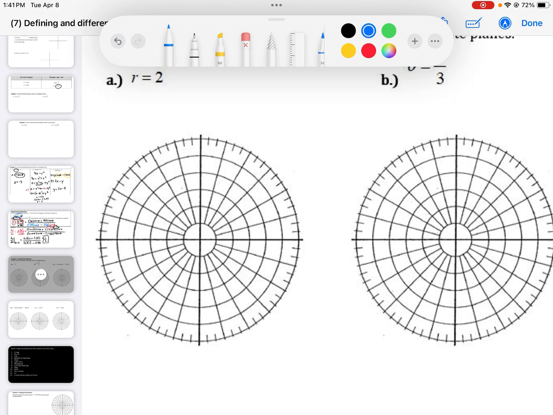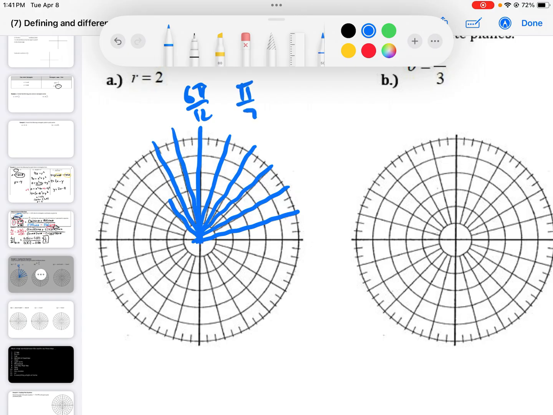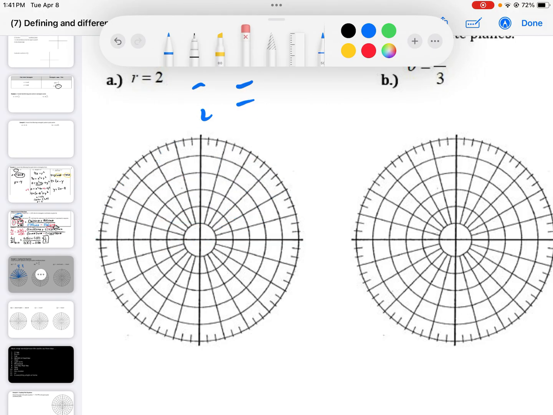And then these are my thetas, and each little line is 1/12 of pi. So this would be 1 pi over 12, 2 pi over 12, 3 pi over 12, 4 pi over 12, 5 pi over 12, 6 pi over 12, which we're used to that being pi over 2. And then 7 pi over 12, 8 pi over 12, 9 pi over 12, 10, 11, 12 pi over 12, which would be 1 pi.